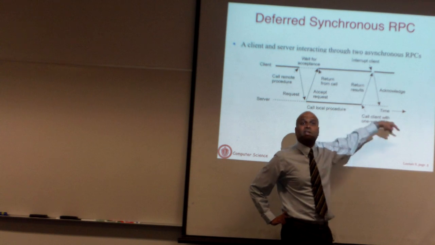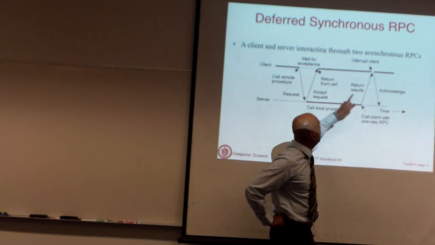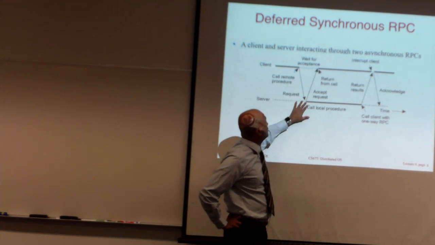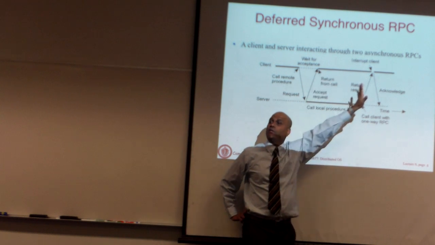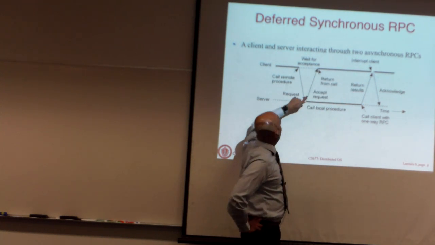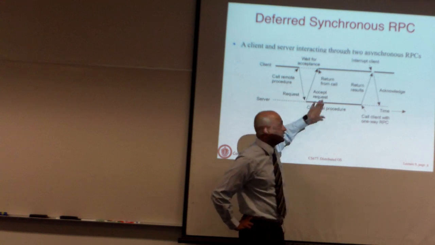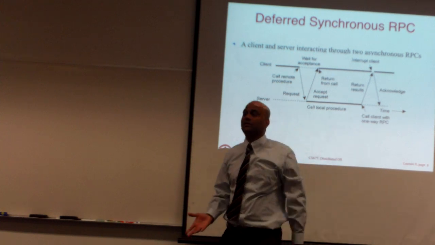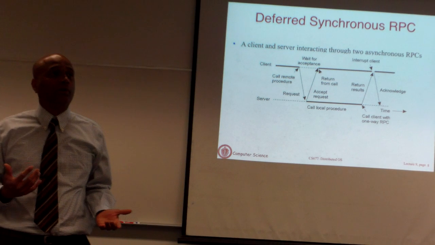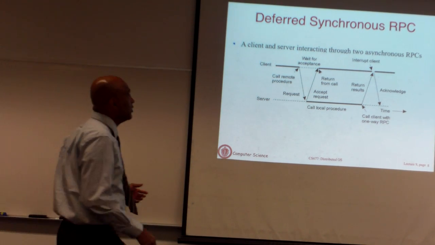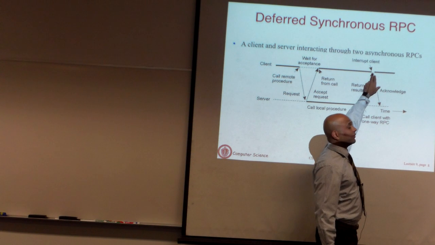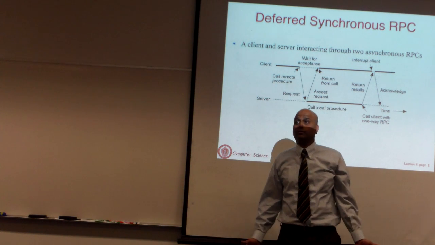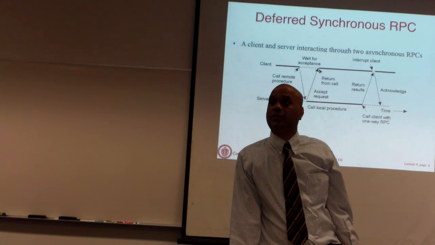So deferred synchronous RPCs essentially use two one-way RPCs or two asynchronous RPCs, where the results are returned in the reverse direction through another asynchronous RPC. So here's your client. The client makes an RPC request. The request comes to the server. The server sends an acknowledgement. The client continues executing something else. In the meantime, the server is going to take that RPC request and execute it. At some point, a return result is produced, and the return result is sent back to the client as a reverse one-way asynchronous RPC. The client will then get interrupted and get those results, and then you send an acknowledgement. So this is called deferred synchronous RPCs.